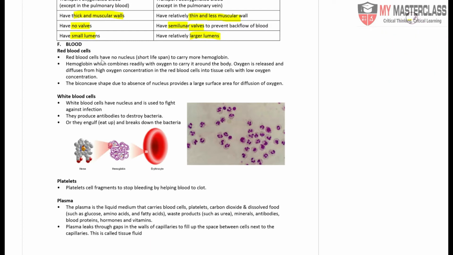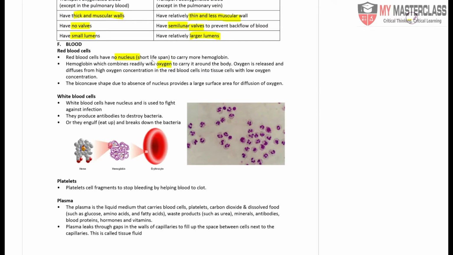One thing is that they have no nucleus. We have seen it under specialized cells when we did the topic on cells. So they have got no nucleus themselves to carry the hemoglobin, because it helps to increase the surface area to volume ratio. Now, what is the purpose of this hemoglobin? It is to combine with oxygen.